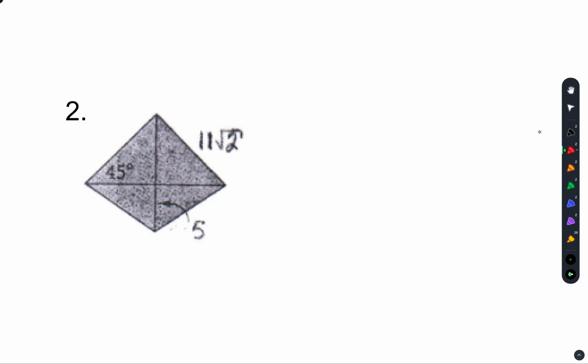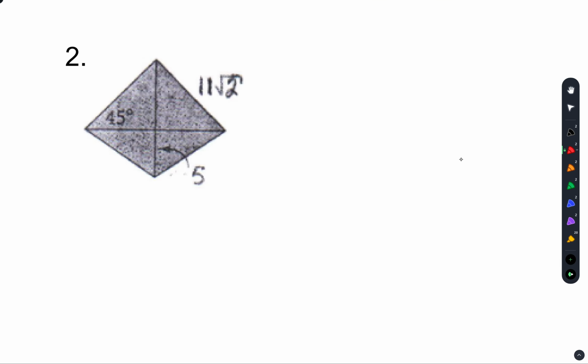Okay, moving on. Kind of hard to see. Hey, look at that. I've got a 45 degree angle in there. That's awesome. That means I can use 45, 45, 90 triangles. So again, in my kite, I'm going to start labeling things. The shorter of these diagonals is going to be bisected. It's going to be cut in half. I know that 11 radical 2 on the outside means that this is also 11 radical 2.